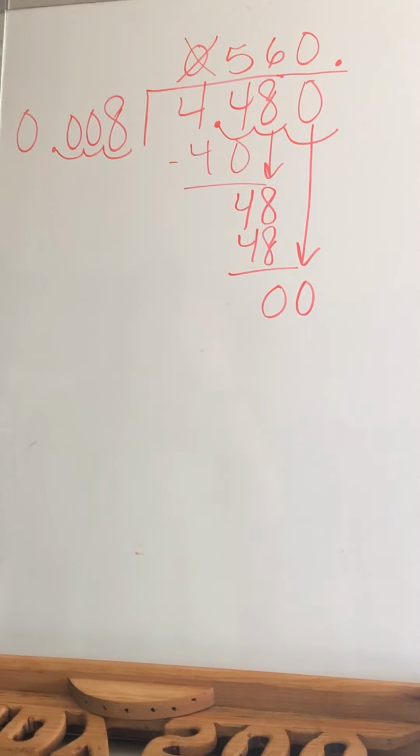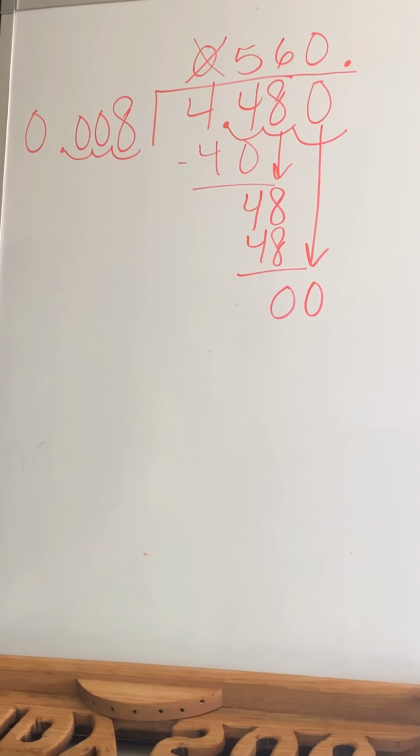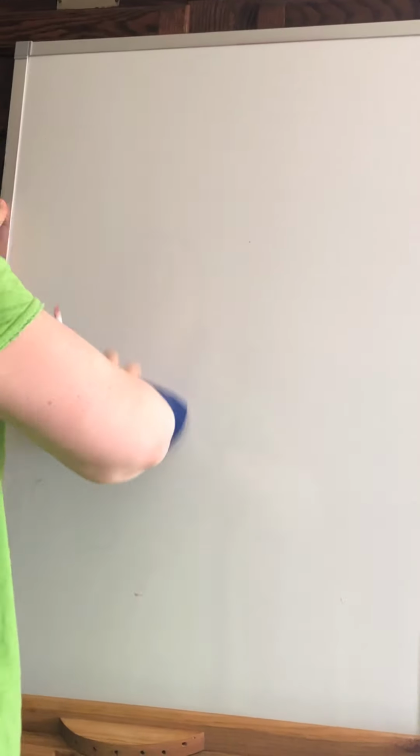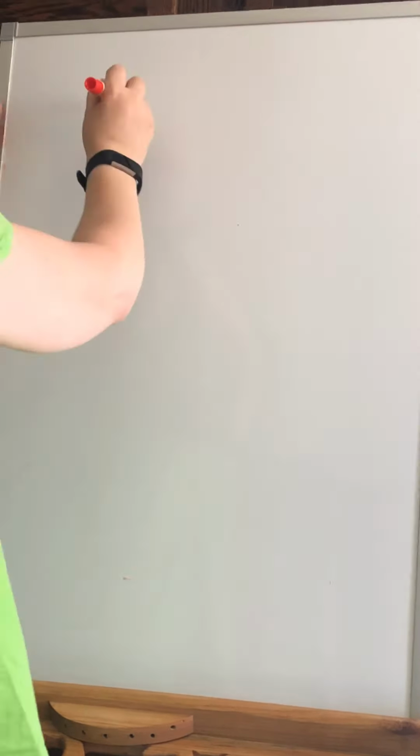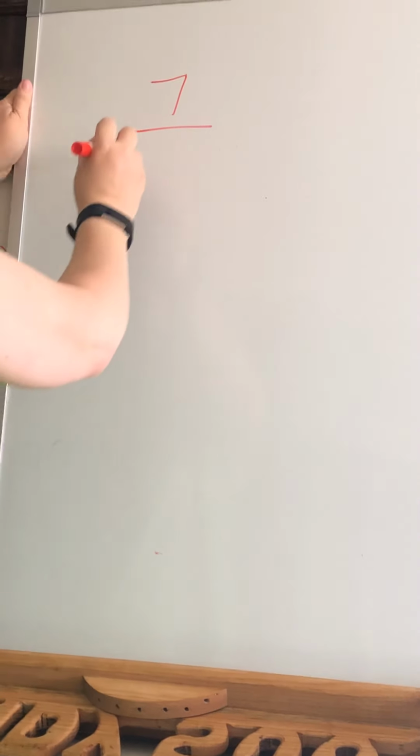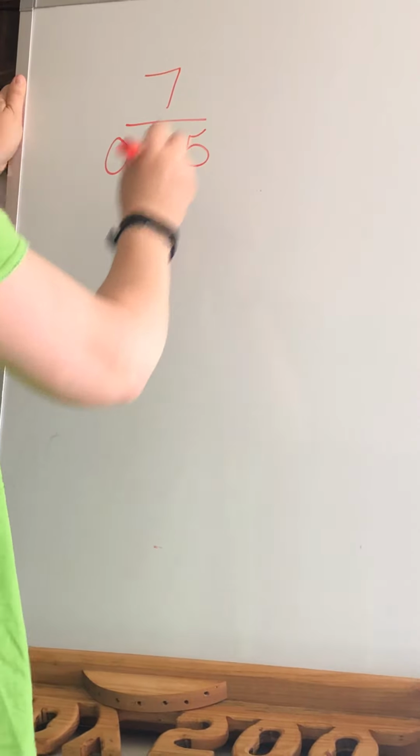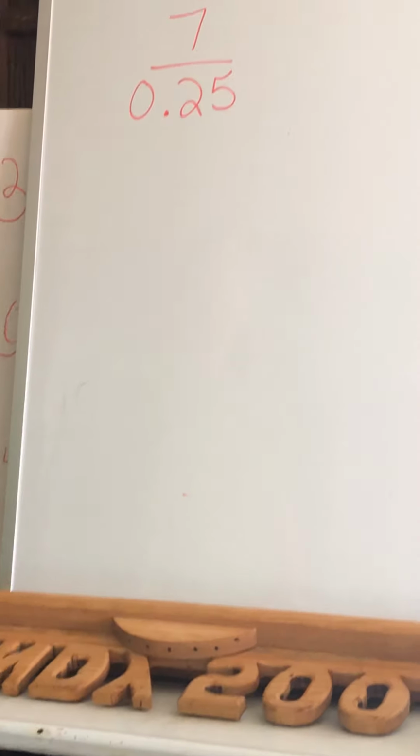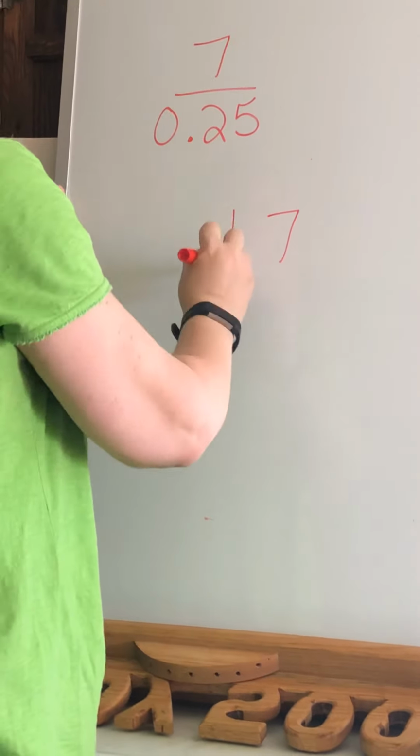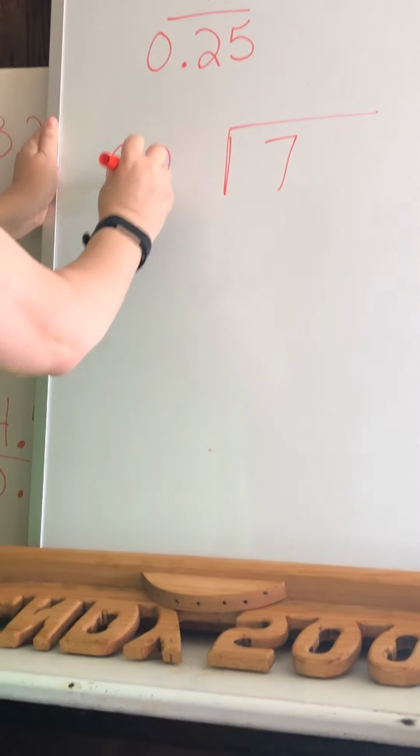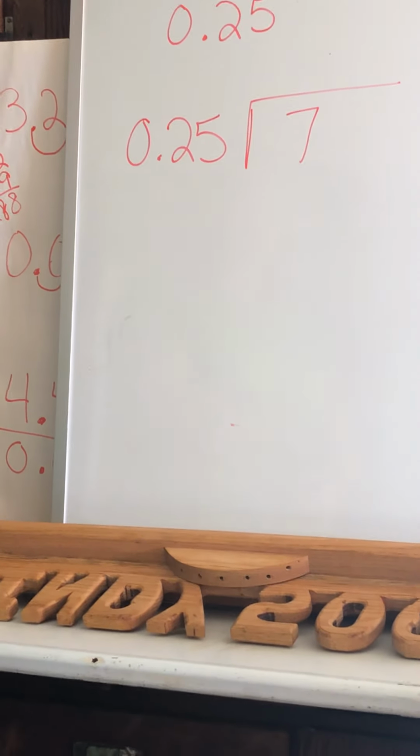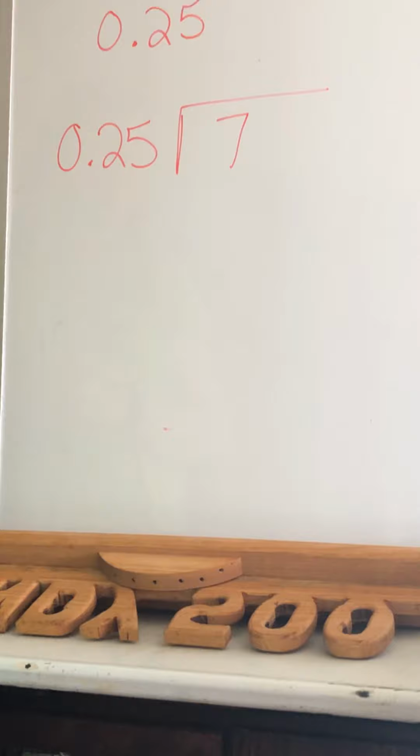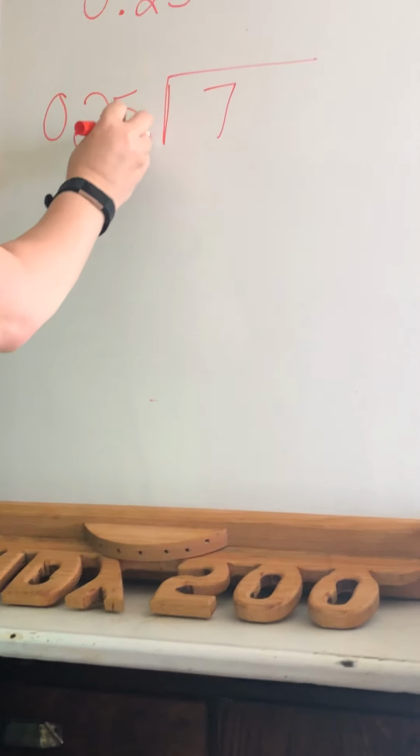All right. Let's see. Let's do a couple more just to make sure you've got it right. All right, so if I put this, which one goes into the division box? Well, hopefully you picked the 7. And then the 0.25 goes on the left. Now, what are you going to do first? Well, you've got to move this decimal over to the right. How many times? 1, 2.